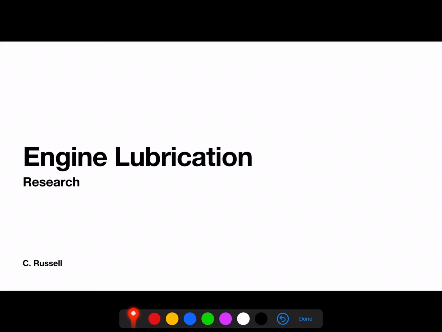So what I want to help you hopefully get a better handle on with this particular assignment regarding engine lubrication research is understanding how to do accurate research to select lubricants for a reciprocating engine. The reason that I have this project set up is because it can get a little bit confusing sometimes. There's a lot of different factors that we have to look at.